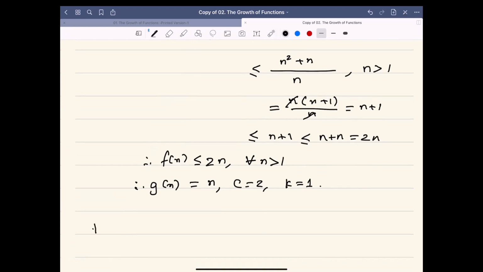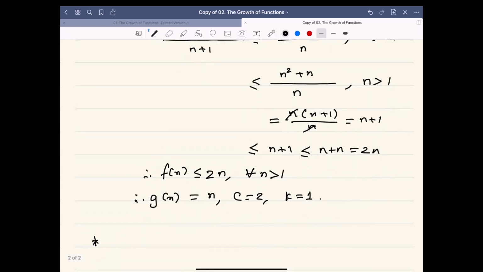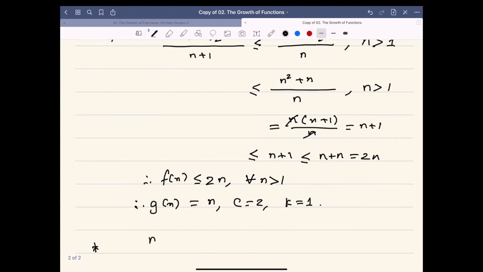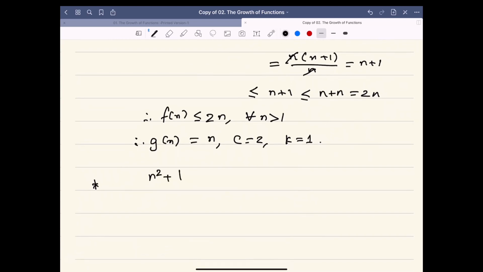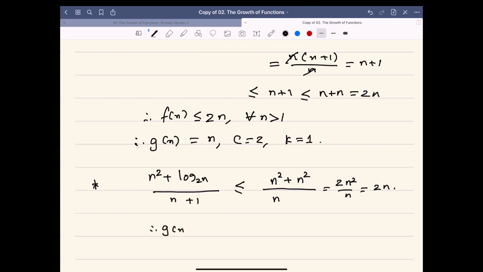The second approach: first let me write the equation, n square plus log 2n over n plus 1. I will remove 1 from the denominator and leave n, and also I will replace log by n square. So what you will have here is 2n square over n, so you will have 2n, and we will get the same solution as before. We have g of n is equal to n, c is equal to 2, and k is equal to 1.